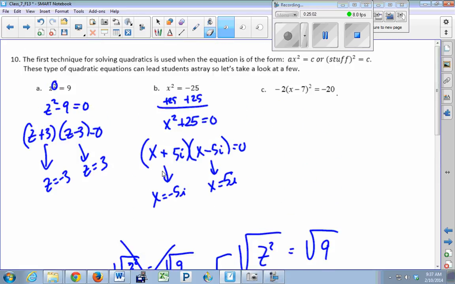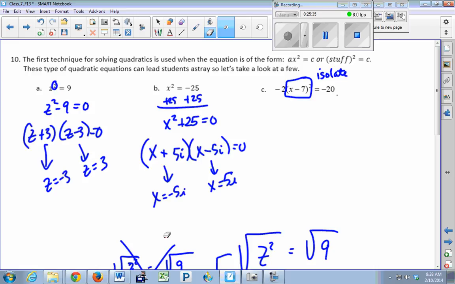Okay. Now notice the main difference between A and B and C is that in A and B you have your squared expression, which is just a baby variable here, on one side. Nothing in front of it, nothing being added to it. When you see something like C, you want to isolate your squared expression. So you want to get this all by itself as your first step. Isolate. So how are you going to isolate that? What would you do to both sides?